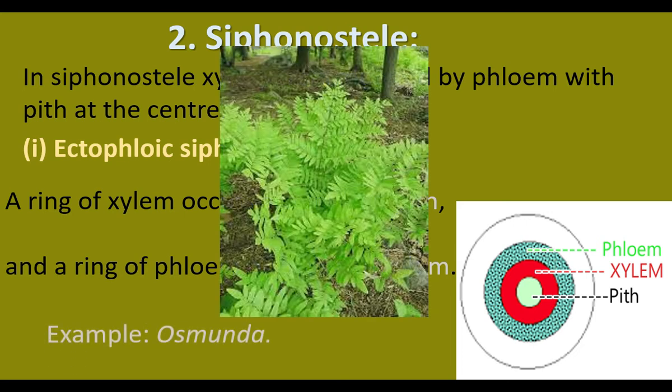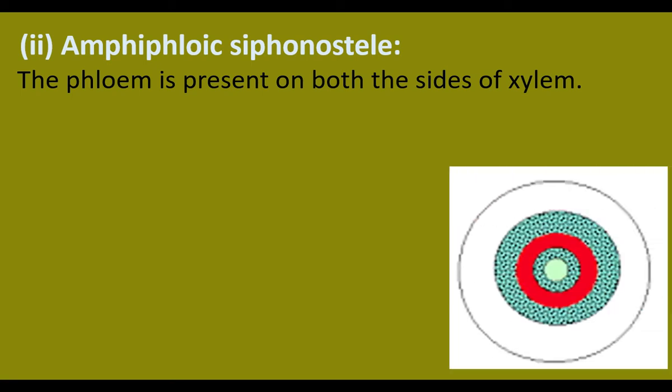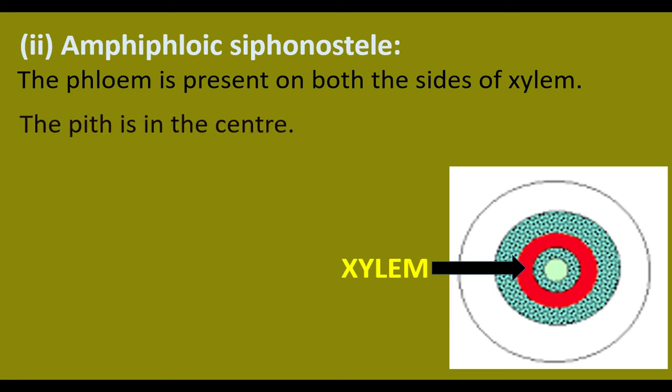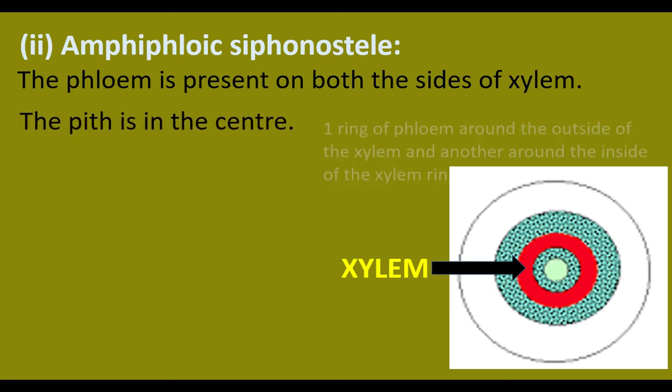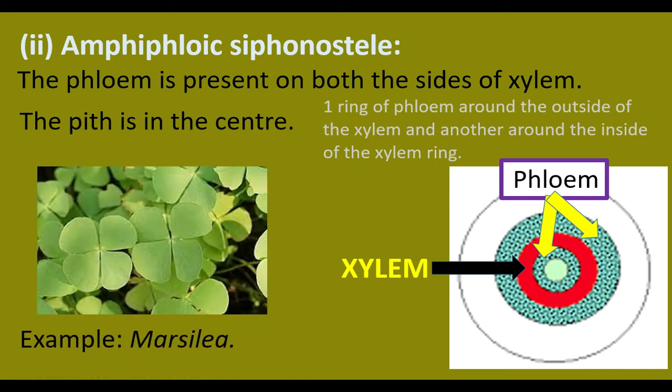Example, Osmunda. Amphiphloic Siphonostele. Amphi means both. The phloem is present on both the sides of xylem. Both the sides means both inside and outer part. The red color ring is xylem. Pith is at the center. A ring of phloem is around the xylem. Another ring of phloem is inside the xylem ring. This is Amphiphloic Siphonostele. Example, Marsilea.